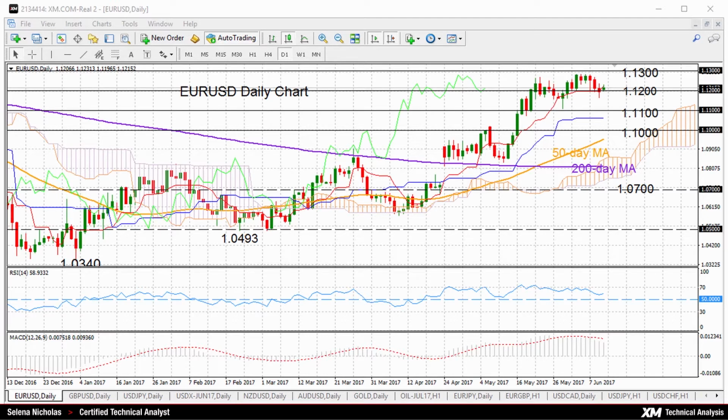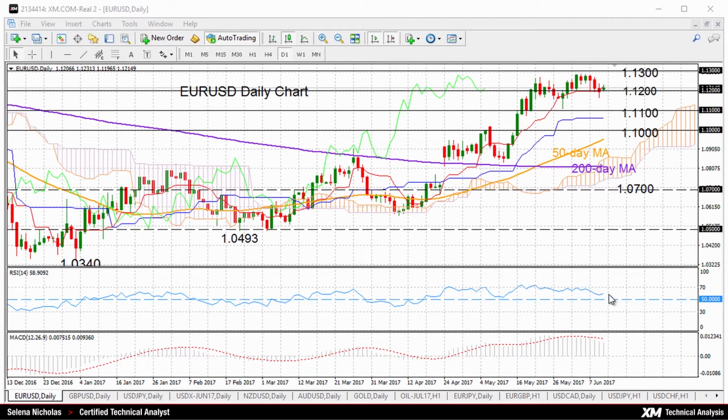Today we'll look at some major pairs on the daily chart, and we'll start with Euro-USD. Euro-USD is looking neutral now. It's more or less trapped between 1.11 and 1.13 after the rally lost steam ahead of this key resistance now at 1.13, and the market looks a bit tired after making higher highs and higher lows since January.